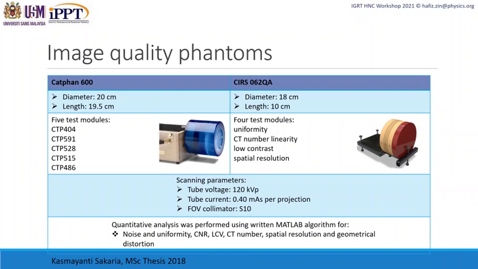And it also has standard imaging parameters that you can use to image the phantom, and also you can perform qualitative or quantitative analysis of the resulting images to assess the noise and uniformity, the contrast to noise ratio, the CT number, the spatial resolution, and the geometrical distortion. And this is the same for the other phantom from the CIRS company. It has 4 test modules to cover uniformity, CT number linearity, low contrast, and spatial resolution assessment.